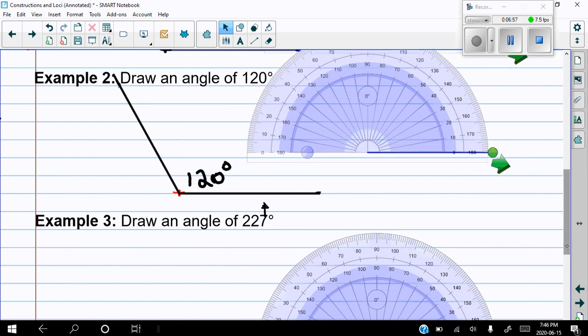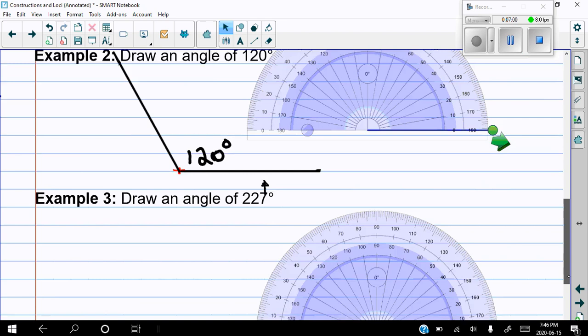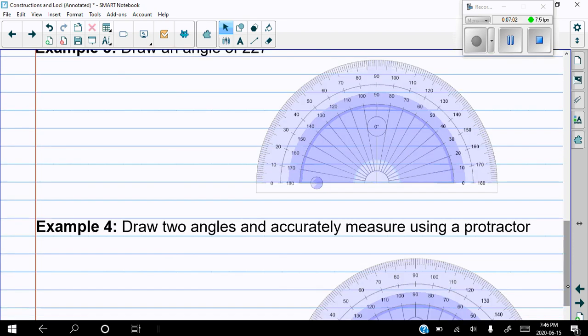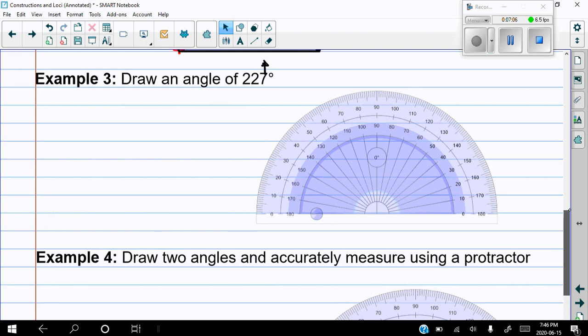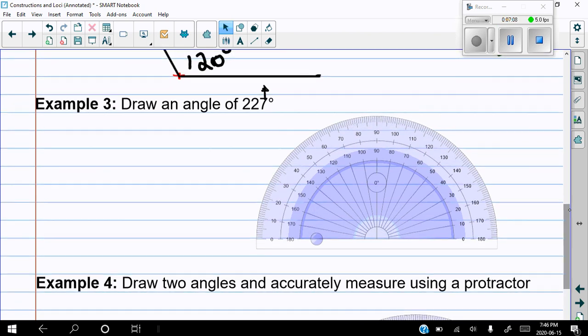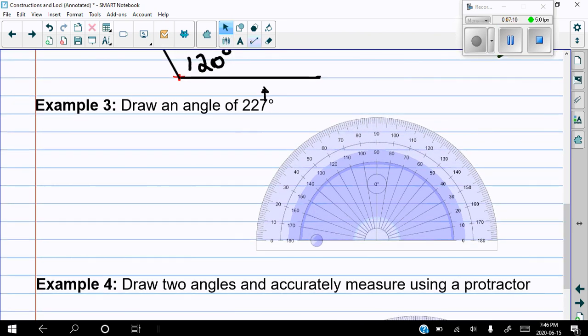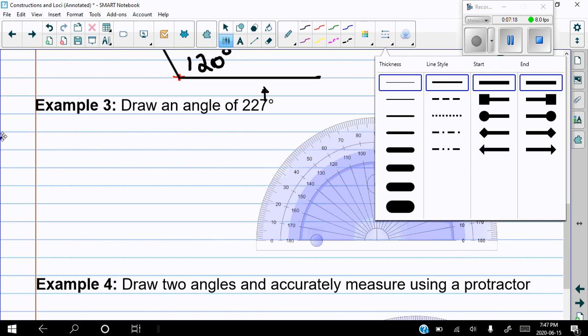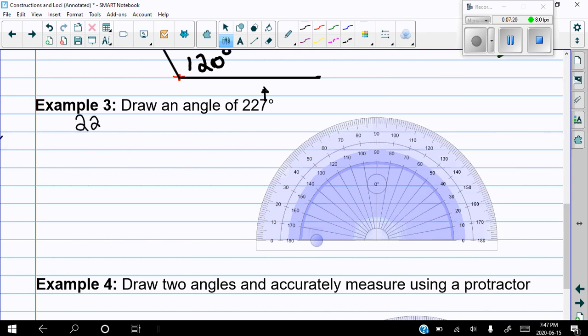So what happens now in an example like example 3 where, well, wait a sec, a protractor only goes up to 180. Well, we have to figure out how we get everything else, and we'll do a little trick after that. So here, we know that all straight lines are 180, right? So let's go. We're going to have to do a little maths to begin with.